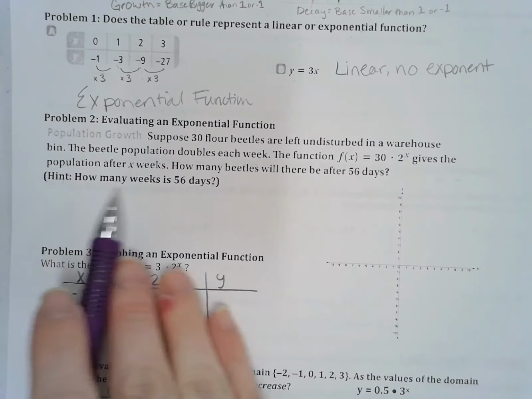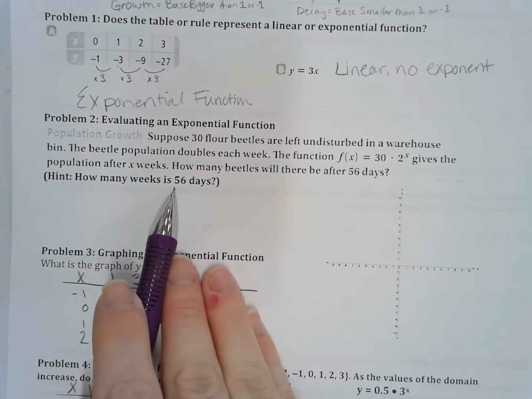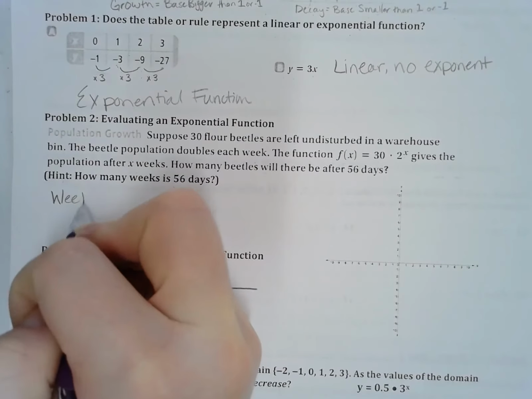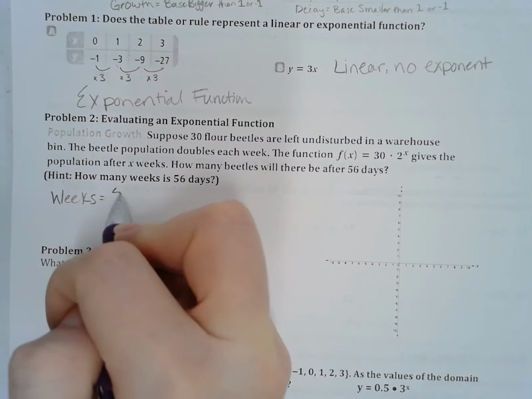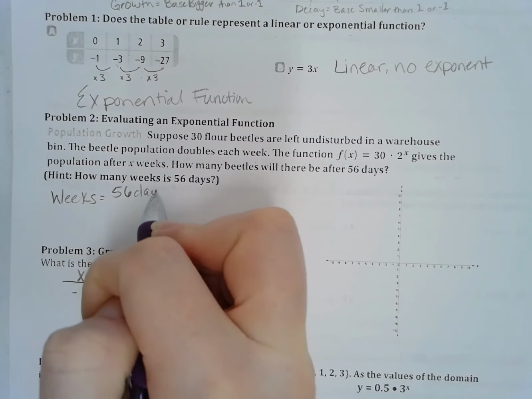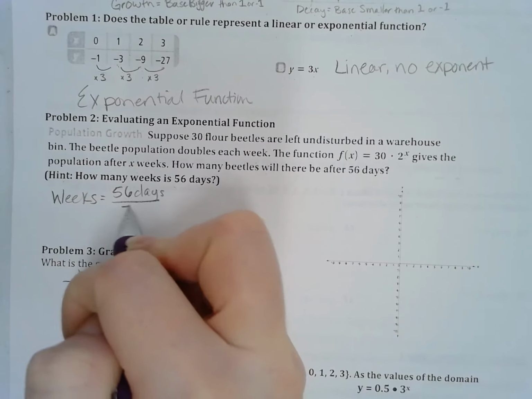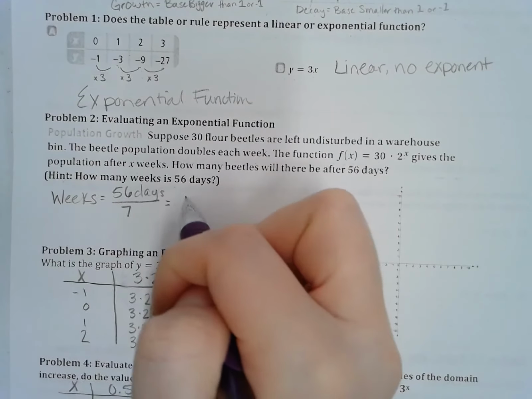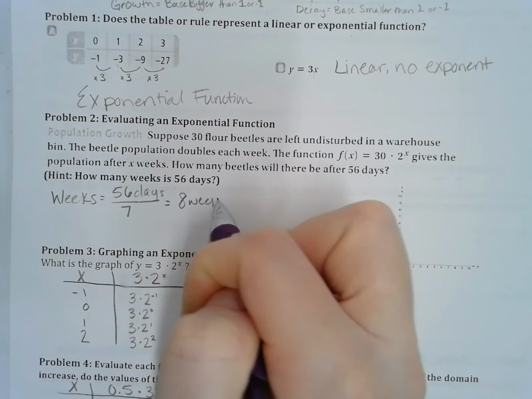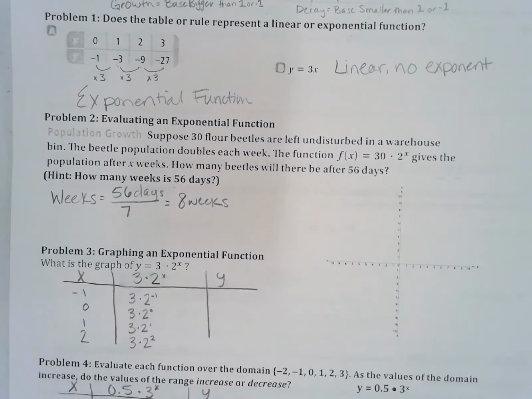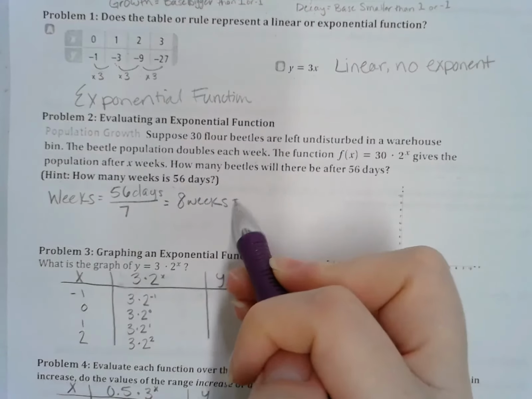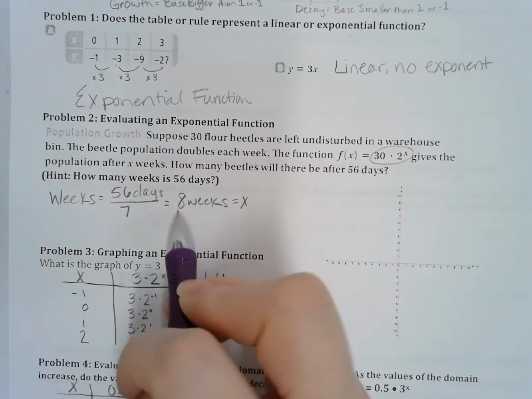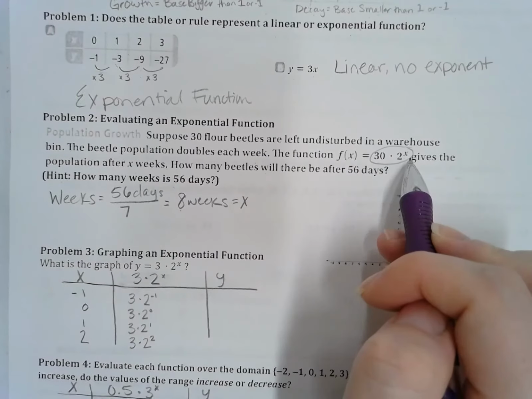So the hint says, well, start with how many weeks are in 56 days. So to find the number of weeks, I take the 56 days and divide by 7, because there are 7 days in a week. So that means that there are 8 weeks. So I want to know how many beetles are there after 8 weeks. This is going to be my x value. So I'm going to use this equation and I'm going to plug 8 in for x.